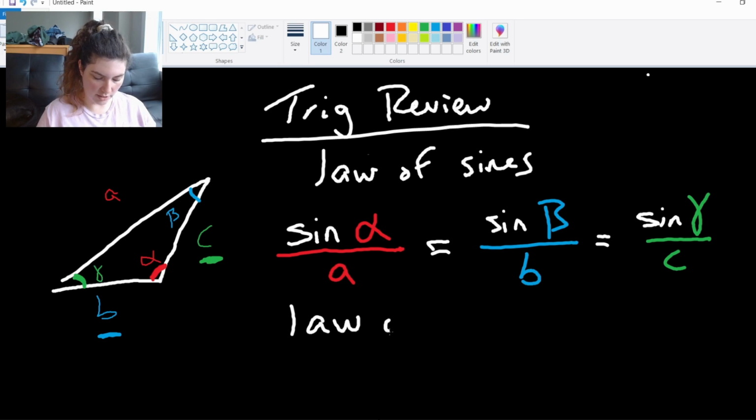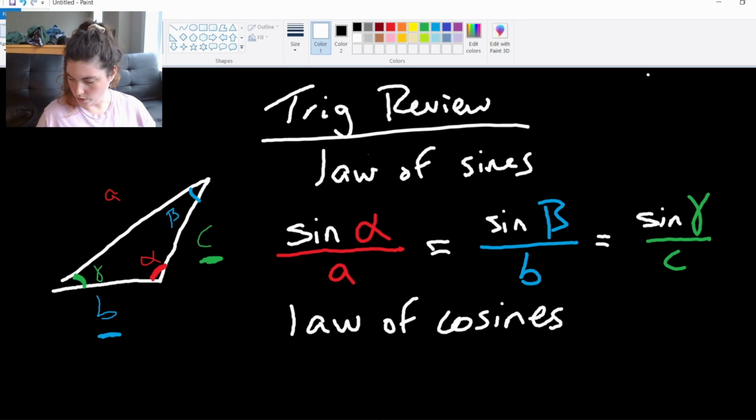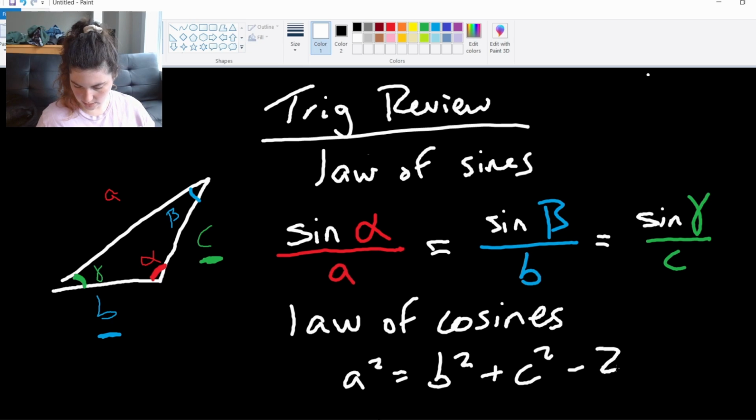Law of cosines is useful when you have 1 angle and 2 sides. Just for this case, 1 angle and 2 sides. Law of cosines says a squared equals b squared plus c squared minus 2bc cosine alpha.